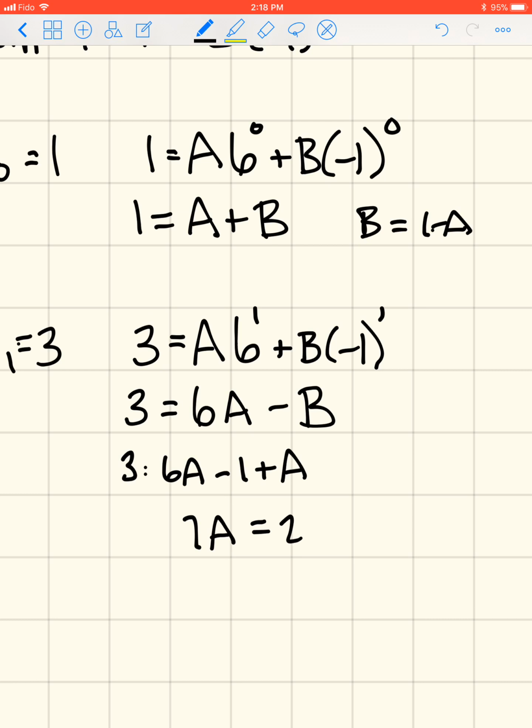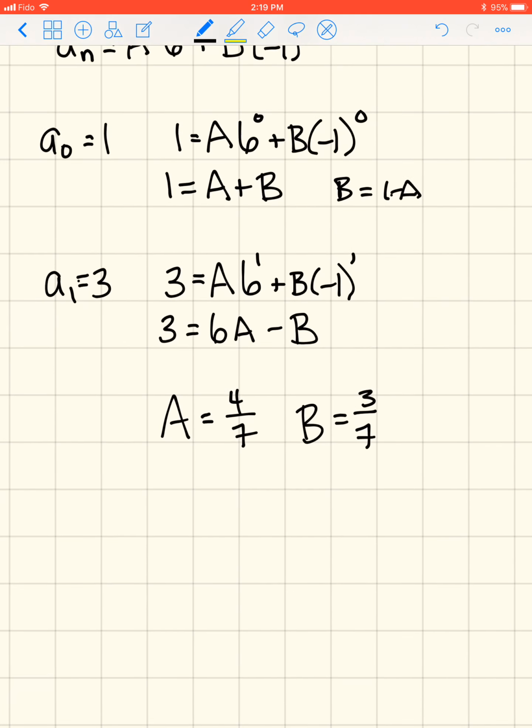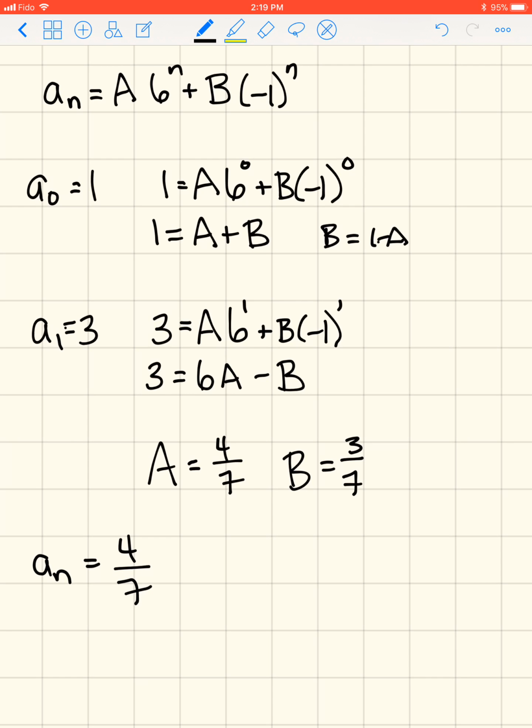But I've made a mistake because that's not true. Let me skip the details and go straight to the punchline, that you will find that A is 4/7, and B, because they add up to 1, has to be 3/7. So we have our closed form now. We can write it as a_n. Capital A is 4/7, and that was getting multiplied by 6 to the n. And B is 3/7 times minus 1 to the n. And you could do 100 terms if you wanted to see if that was true or not, but it is the correct answer.